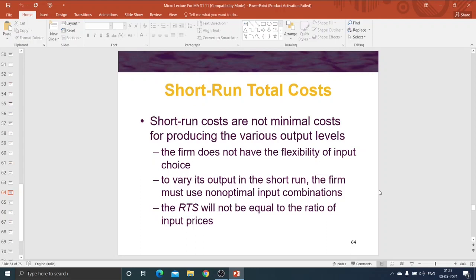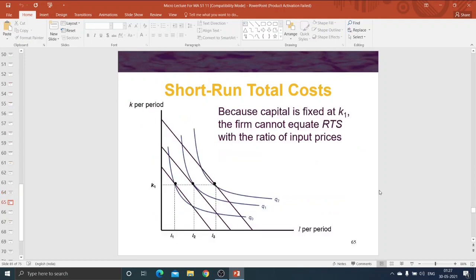So short run costs are not the minimal cost for producing the various output levels. The firm does not have the flexibility of input choice. To vary its output in the short run, the firm must use a non-optimal input combination. The RTS will not be equal to the ratio of input prices.